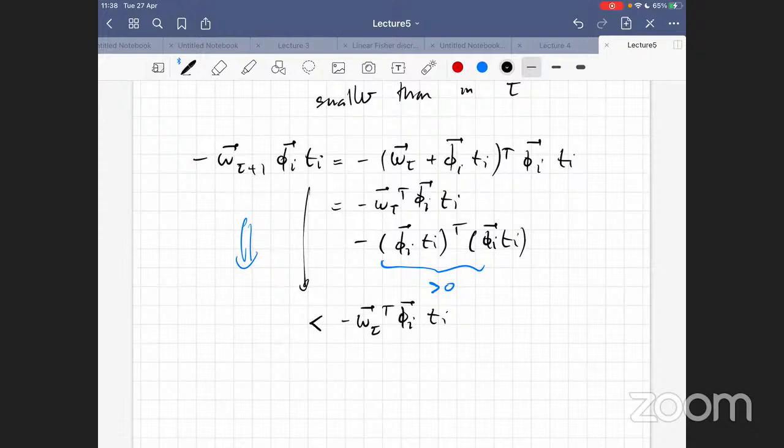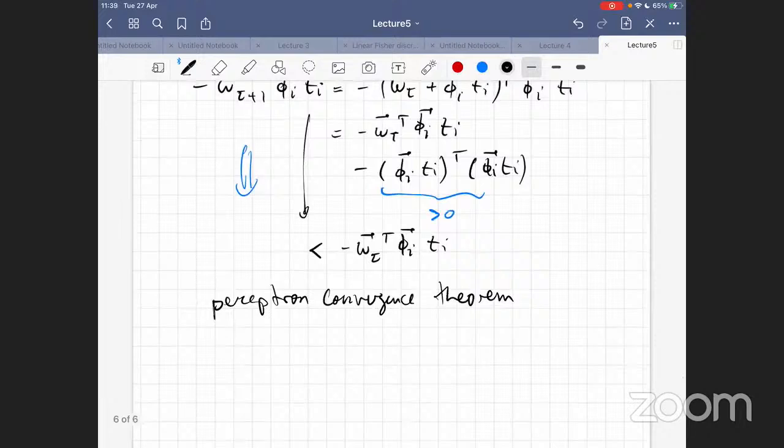Okay, so globally, it doesn't work for all the points at the same time, but on average, this is working because of something called the perceptron convergence theorem, which says essentially that if data is linearly separable, then the whole process described above is guaranteed to converge in a finite number of steps.